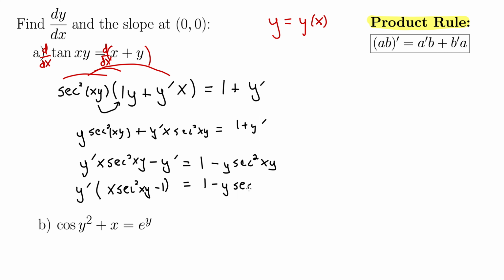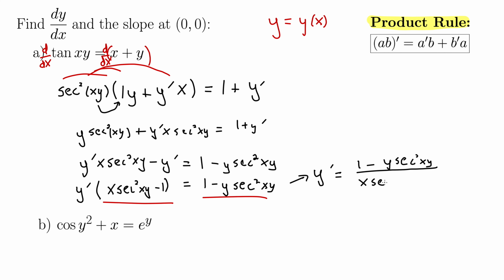And what can we do next? Well, we can divide out everything and solve for y prime. So here I will divide everything by this whole expression, x secant squared xy minus 1. Divide that out, and that gives us y prime, which I will put here. Y prime is then 1 minus y secant squared xy, all over x secant squared xy minus 1.